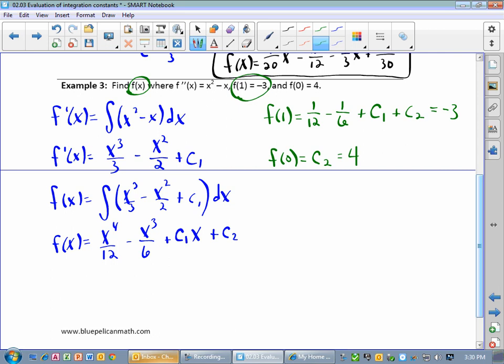Notice now we have actually a fairly rudimentary system of equations. We actually know that c2 is equal to 4, so we can take that and plug it in, and then solve for c1. If we had c1 in here, we'd have to do some type of solving and use one of your methods for systems of equations to solve this equation. So let's see here. We have 1/12 minus 1/6 plus the c1, which is what we're looking for, plus 4 equals -3.